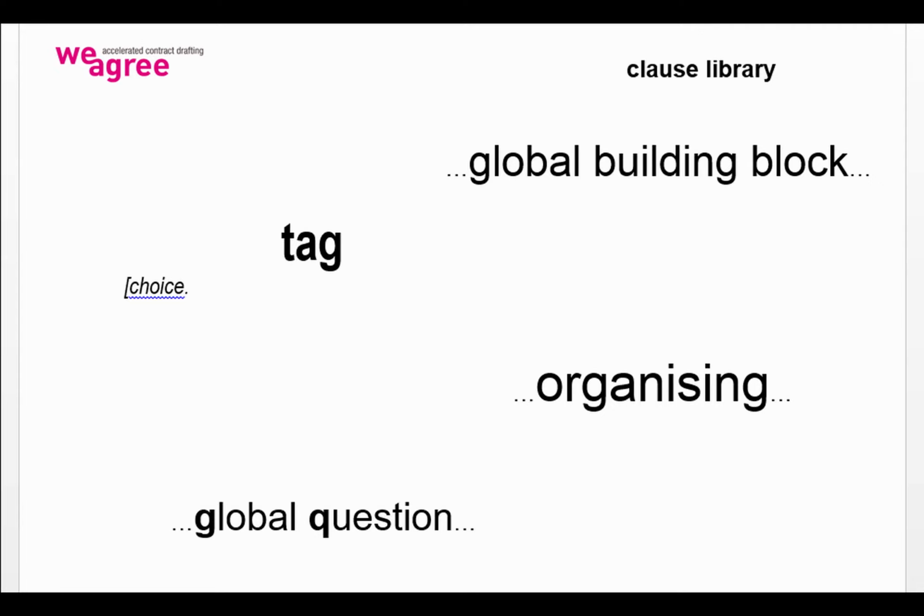The Weagree Wizard inherently organizes your entire contract know-how. One of the most prominent aspects of your contract know-how is the clause library, with so-called global building blocks. Universal contract building blocks that can be reused throughout your templates and that you can insert into your template as you go through the questionnaire. Our all-encompassing name for radio buttons, drop-downs and checkboxes is choices.